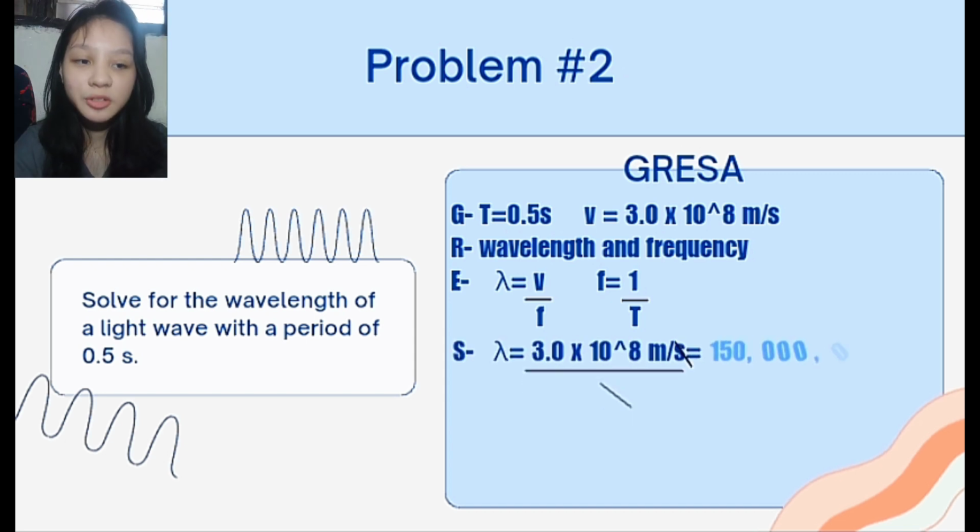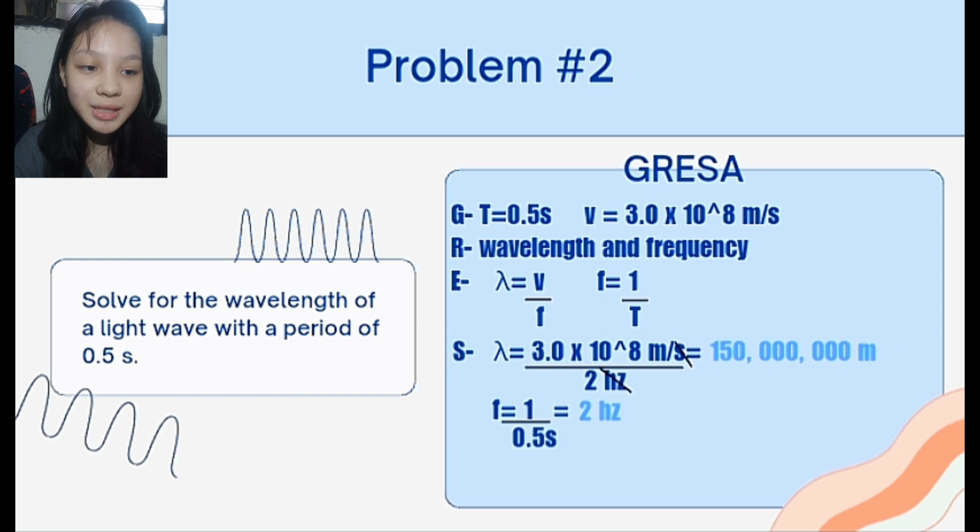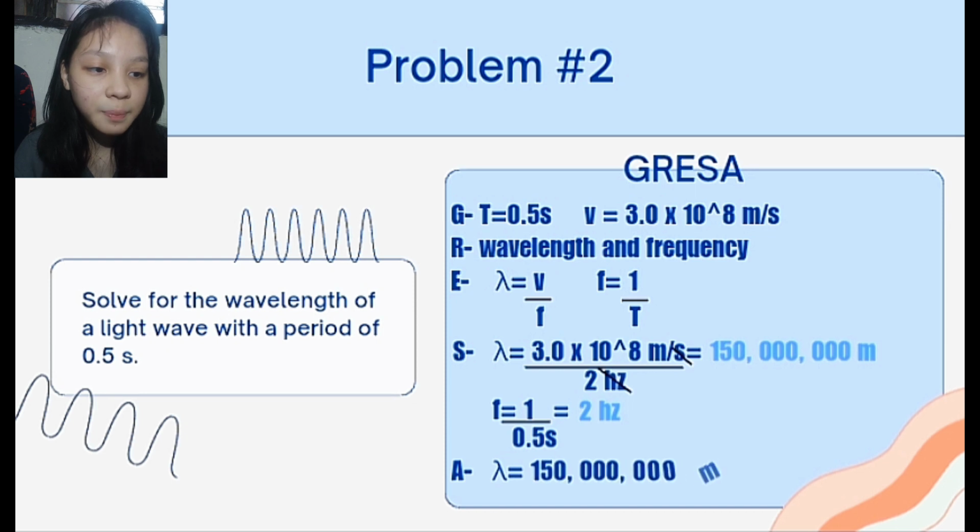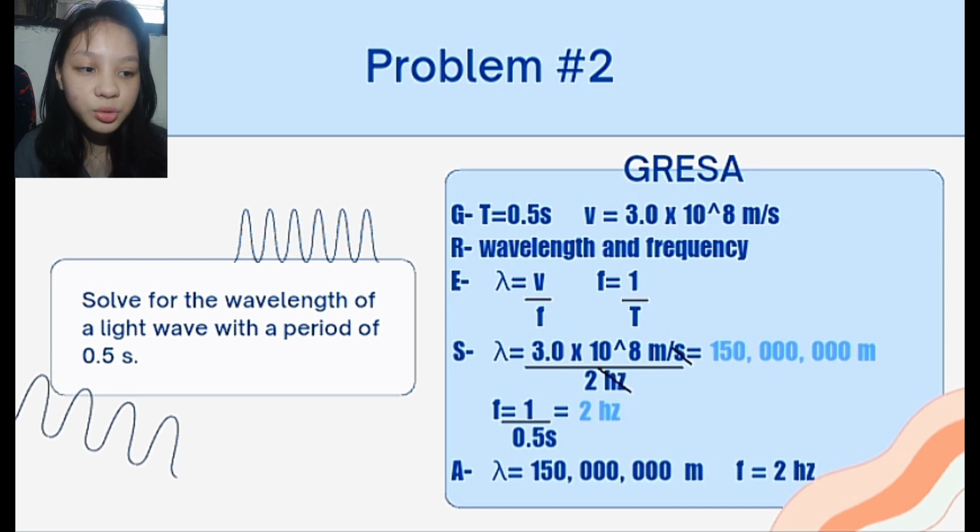For the solution, we will rewrite it again. Wavelength is equal to 3.0 times 10 raised to 8 meters per second over 2 hertz, and we will cross out hertz and seconds. And frequency is 1 over 0.5 seconds. That will give us wavelength is equal to 150 million meters and frequency of 2 hertz.